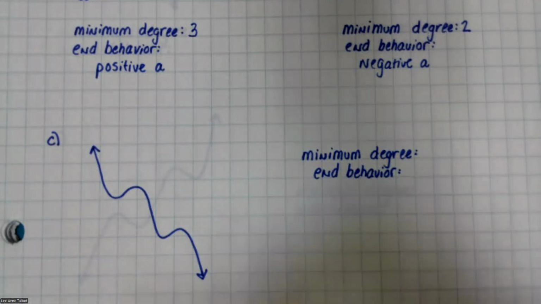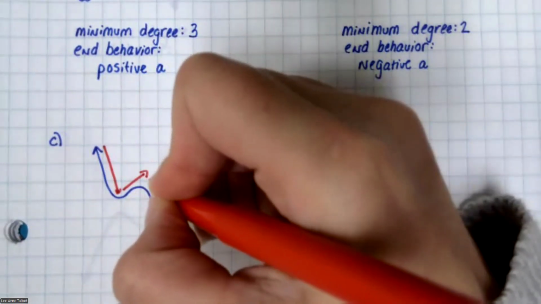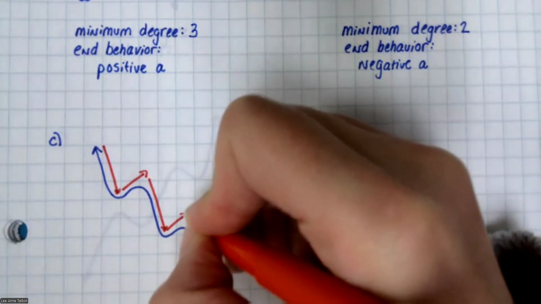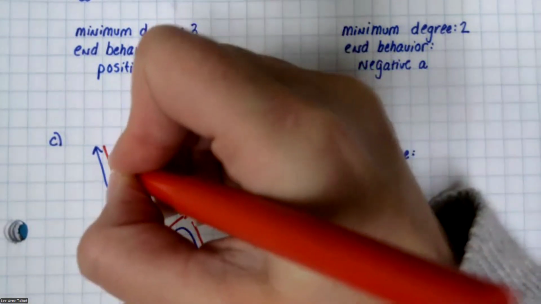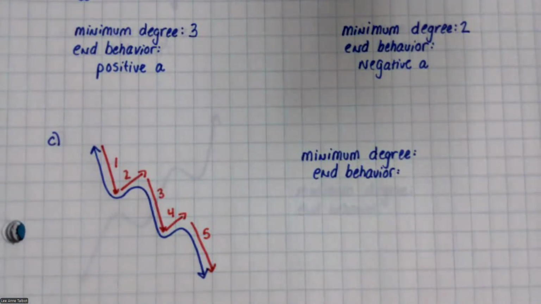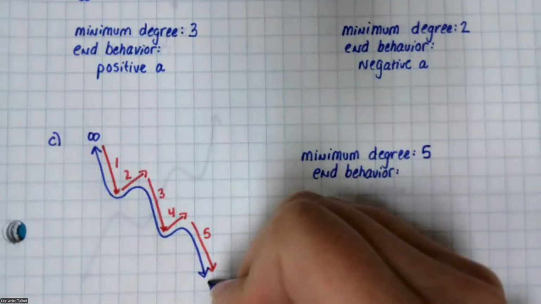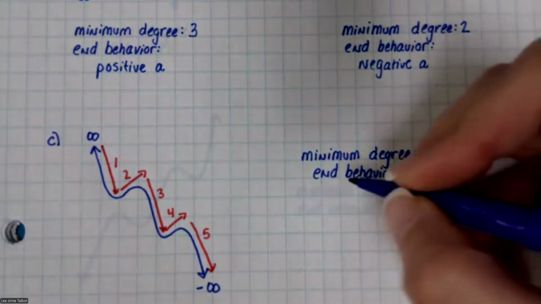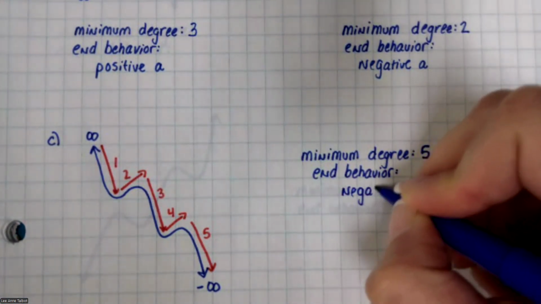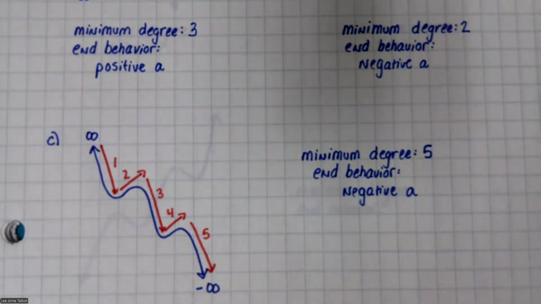Okay, let's check your work. 1, 2, 3, 4, 5. Minimum degree 5. It starts high, ends low. So that means it's a negative A value. How'd we do?